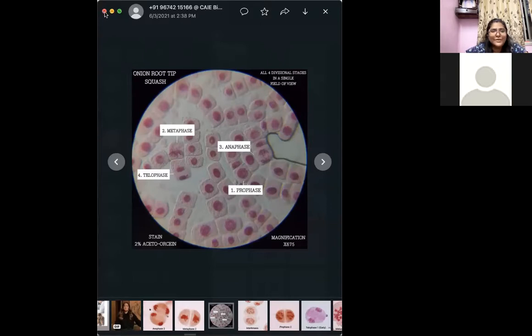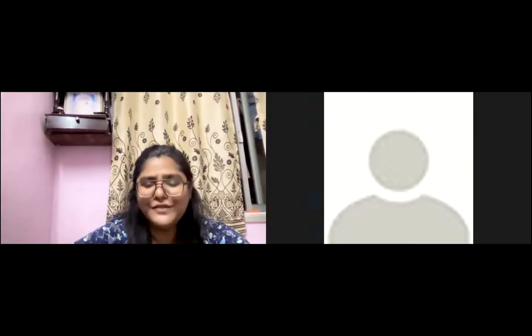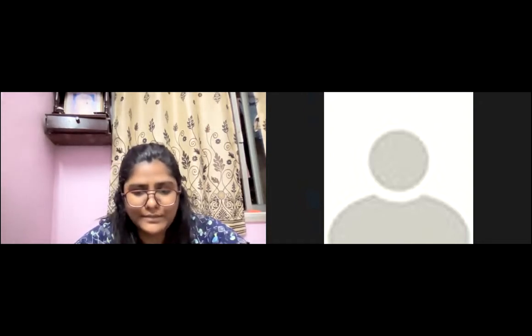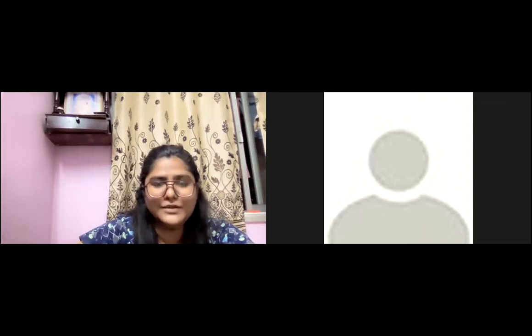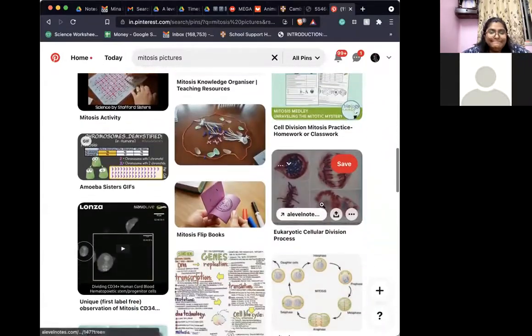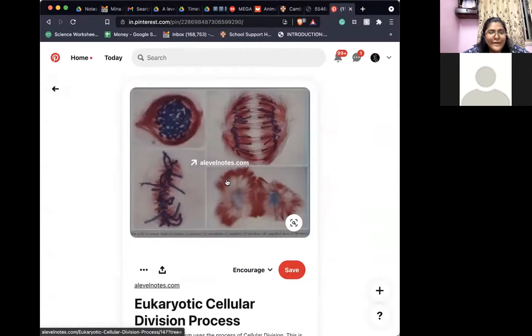Okay, I'm going to share with you a few other pictures so that you are able to identify these different stages of your cell division more easily. So I'm just gonna do this mitosis pictures. Okay, and then I will share my screen with you so that you can see that. So here you go. There are different resources and images available on Pinterest. You can just definitely go ahead and look at that.